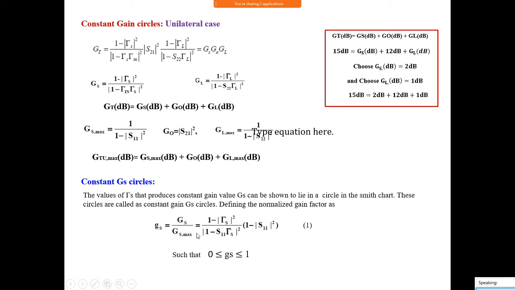You will be getting GS is equal to something here, and the left side is this. This is the left side equation. In this equation, S11 is constant. For a given transistor, S11 is a constant. The variable is 2S. Is that correct?